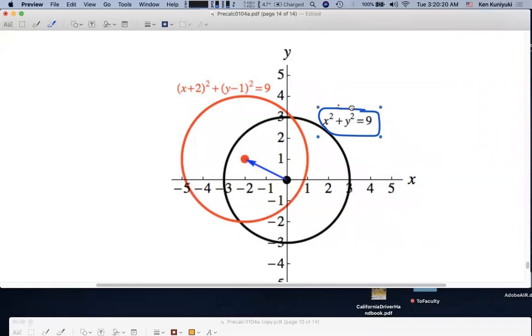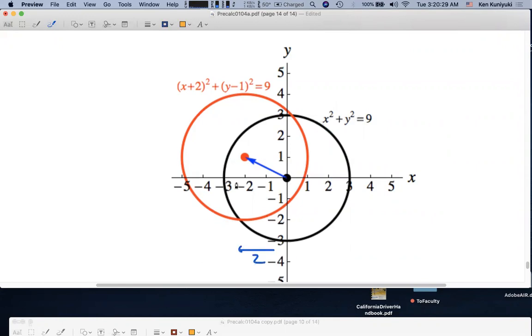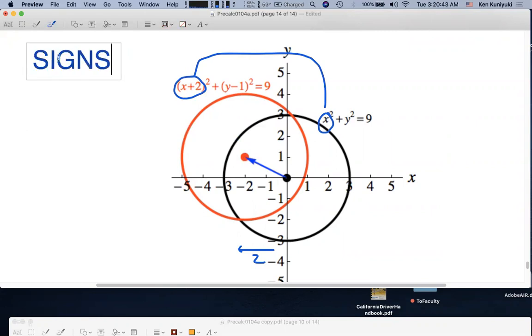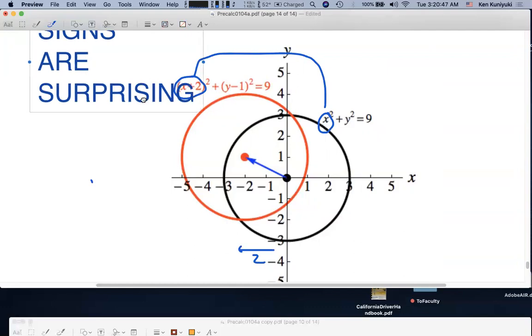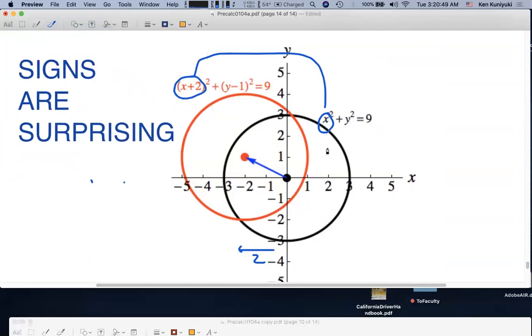Now, in order to move the graph to the left by 2 units, meaning that the center also moves to the left by 2 units, we substitute or replace x with the quantity x plus 2, not x minus 2, x plus 2. So just like we've described before, the signs are surprising. We've seen that before for horizontal shifting.